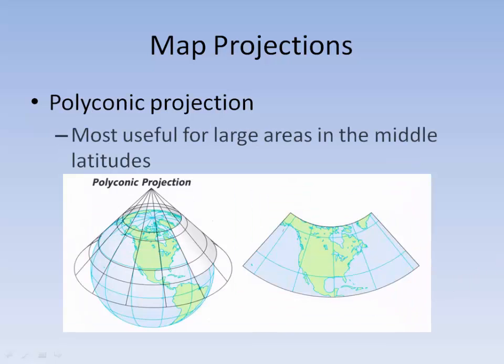The most accurate projection is called a polyconic projection, and it's especially accurate for the middle latitudes. That's the part of the Earth in this area, and that's where most of the land masses of the Earth are. So a polyconic is the preferred map projection.